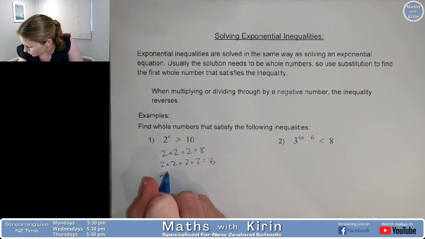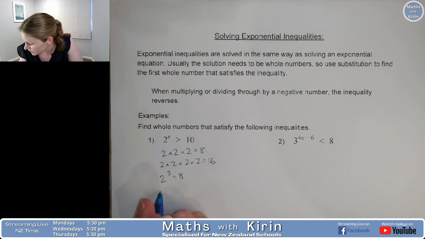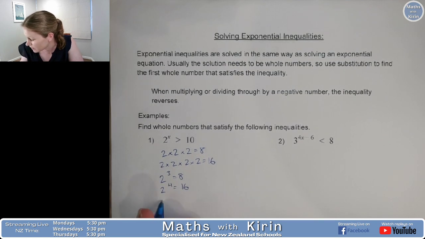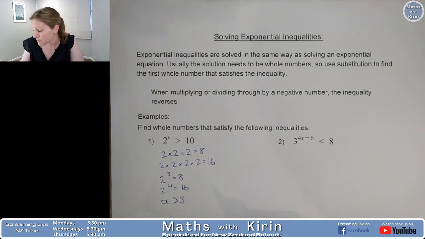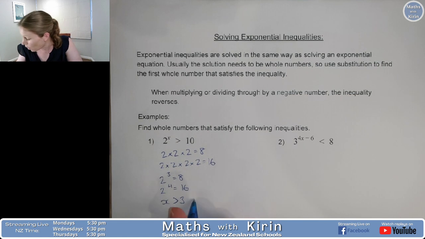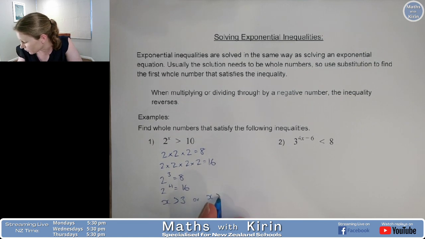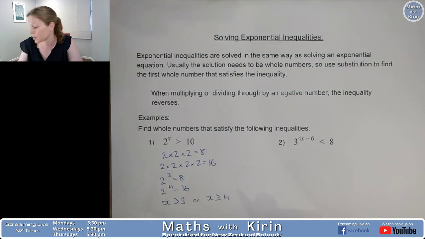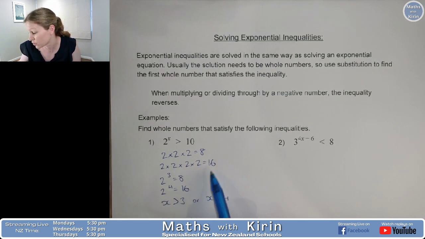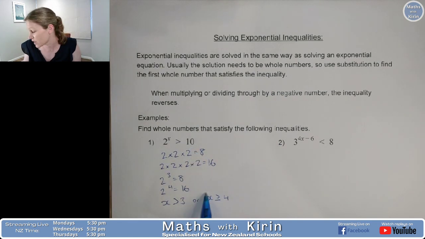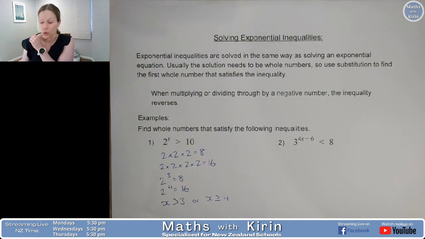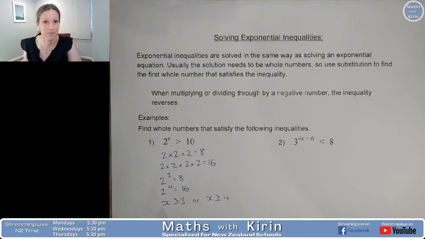So we know that 2 to the power of 3 is 8, and 2 to the power of 4 is 16. So that means that x has to be greater than 3 or x has to be greater than or equal to 4 because we're only dealing with whole numbers. 3 itself isn't good enough because it only gets us to 8. We need to be greater than 10. So x is greater than or equal to 4, or you could write that x is greater than 3.